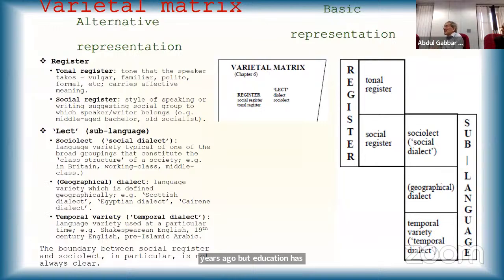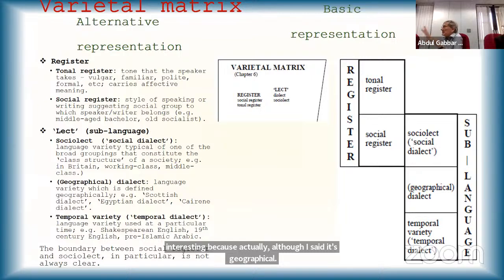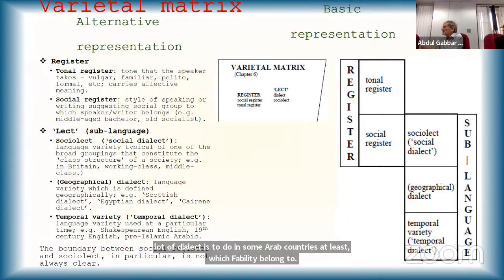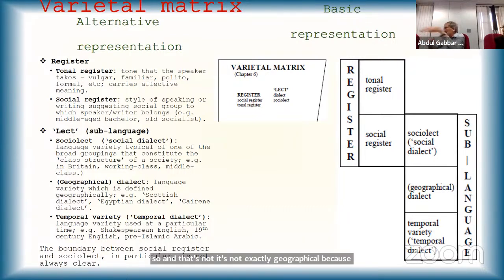And I think it's something, if you think about dialect in Arabic, well, it's quite interesting because actually, although I said it's geographical, a lot of dialect is to do, in some Arab countries at least, with which Qabila, which tribe, do you belong to? And that's not exactly geographical because you can have the same tribes in the same area. So that's not a fully accurate or adequate discussion of dialect. And I think it's sensible to call those dialects in Arabic.